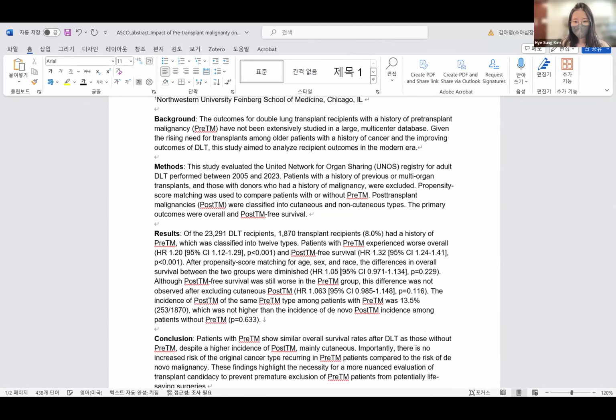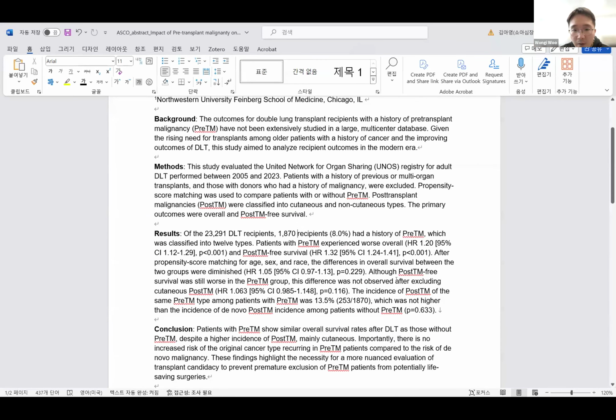I think you can also just take out "transplant" in the 1,870 transplant recipients. You can just say recipients too, if you want.